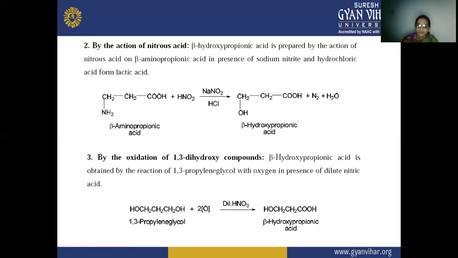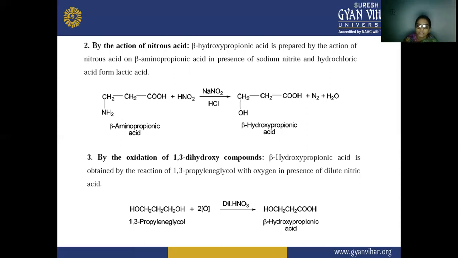Next is by the action of nitrous acid. So here, by the action of nitrous acid, beta hydroxypropanoic acid is prepared. This is the preparation of the beta hydroxy acid. This beta hydroxypropanoic acid is prepared by different methods. So here the second method is by the action of nitrous acid. Here we have taken the nitrous acid and we are treating it with beta amino propanoic acid, and there is a formation of beta hydroxypropanoic acid.